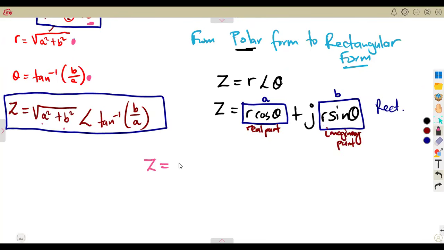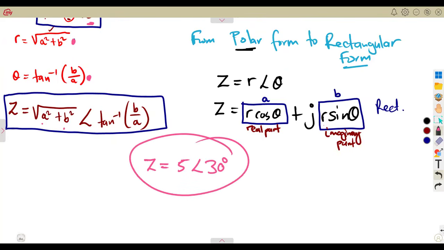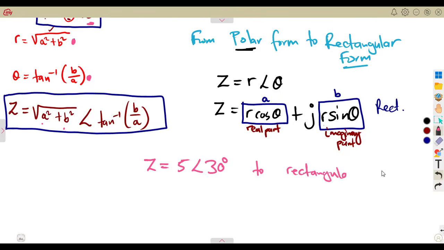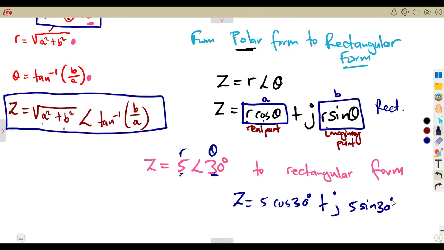Maybe we are given our Z, which is 5 angle of 30 degrees like this. This is in polar form. And we want to convert this to rectangular form. So how are we going to write it in a rectangular form? We are going to have Z is equal to r cos theta, where this is our r and this is our theta. So that's r cos theta, which is 5 cos of 30 degrees, the angle that you're given there, plus j, representing now the imaginary part. So it's going to be r sine theta, that is 5 sine 30 degrees.